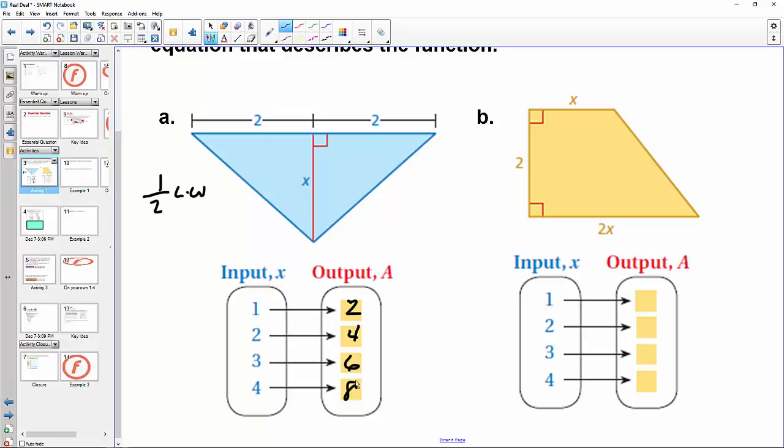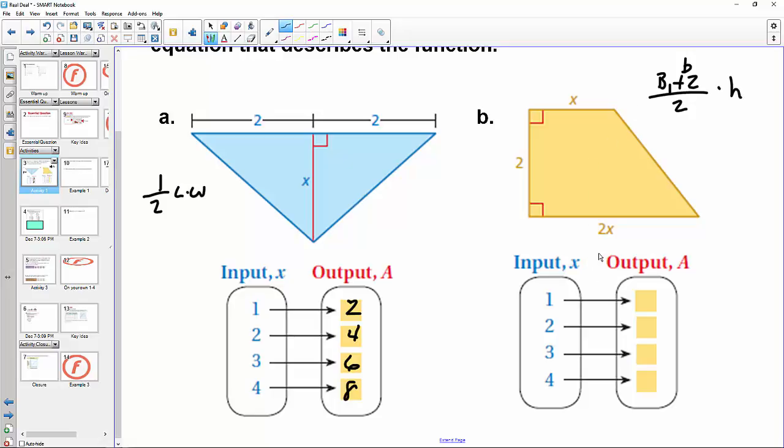And then this one here is 8. Let's just make sure of it. 4 times 4 is 16, divided by 2 is 8. This one here is base 1 plus base 2 divided by 2 times height.